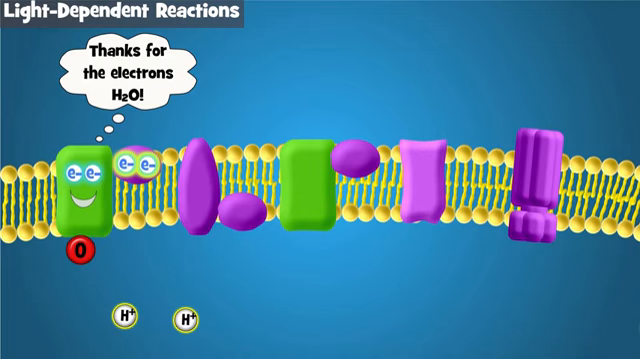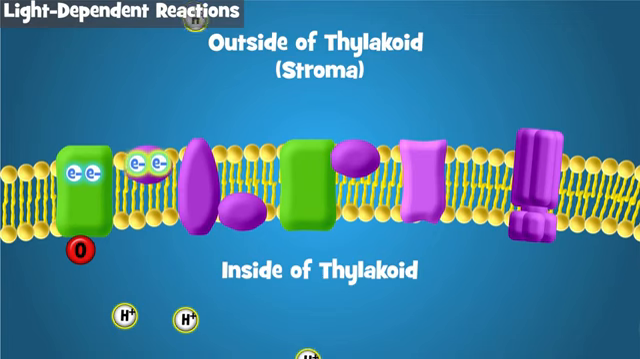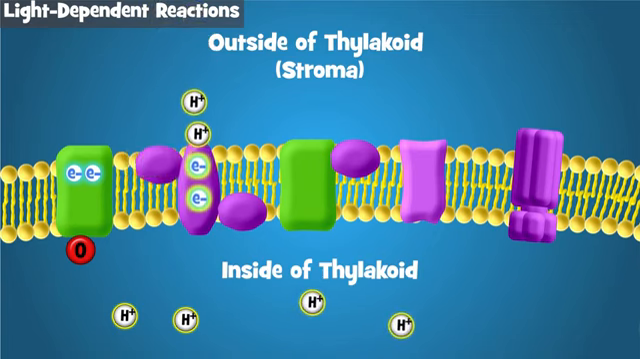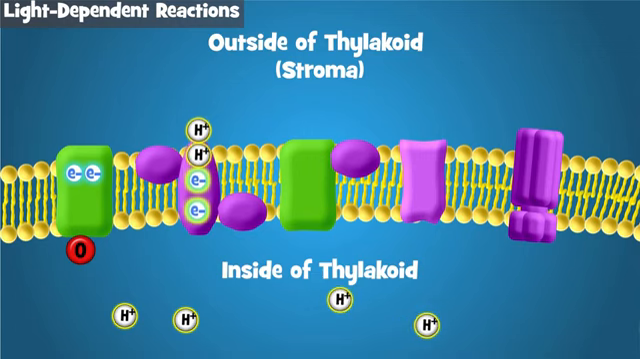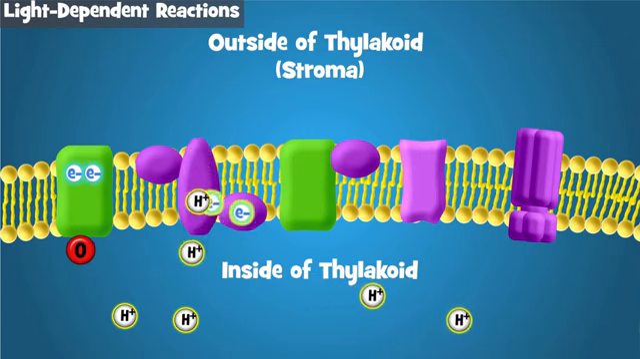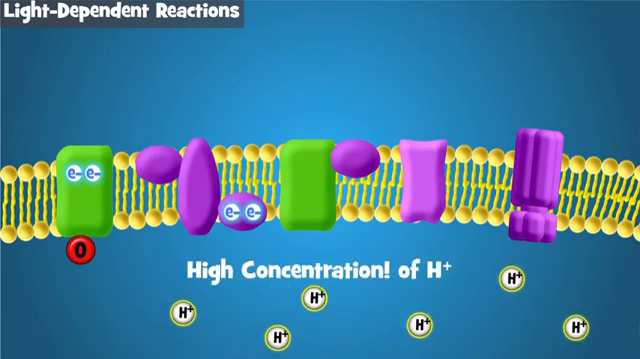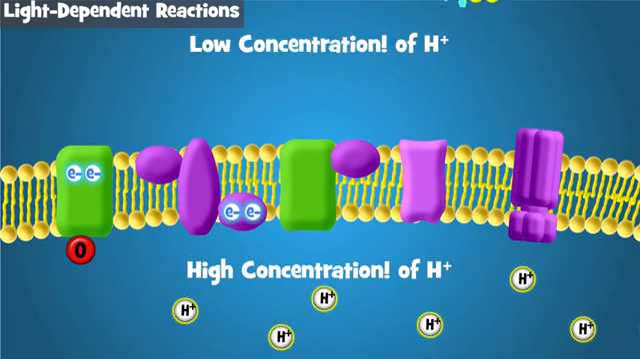The electron transport chain transports electrons. As it does, the energy in the electrons is used to pump hydrogen ions, or protons, across the thylakoid membrane into the thylakoid. This creates a high concentration of hydrogen ions inside the thylakoid. These ions would be trapped inside the thylakoid, but a special enzyme called ATP synthase allows them to passively diffuse from high to low concentration.